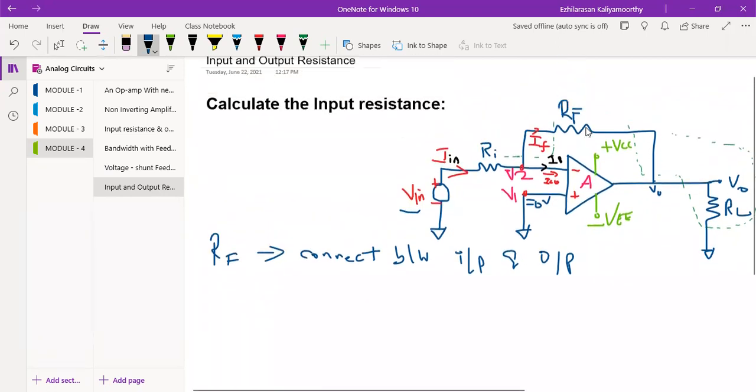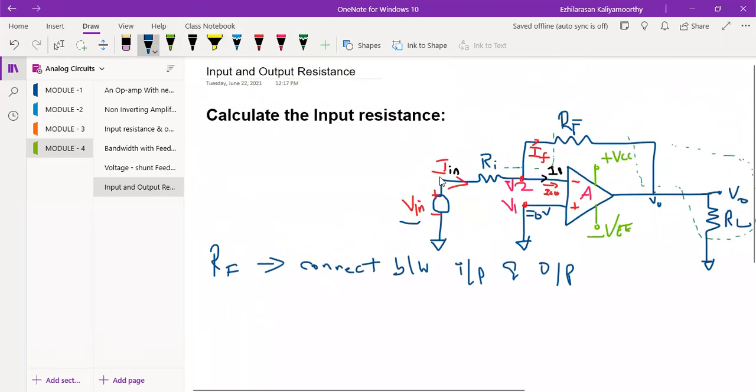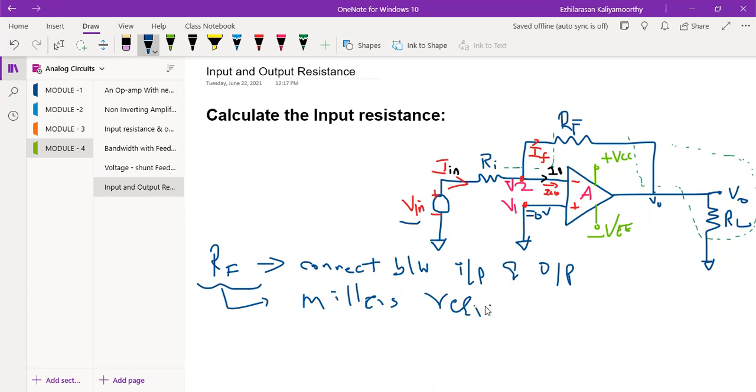So what you need to do is replace this. The name of the RF resistance we have to get is nothing but Miller's resistance. Miller's resistance means the feedback resistance RF is replaced by equivalent resistances at the input and the output. That is called Miller resistance.